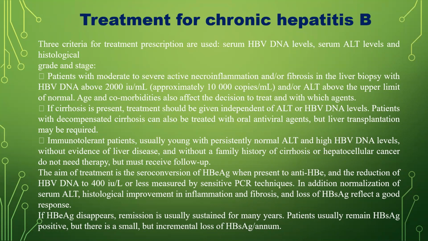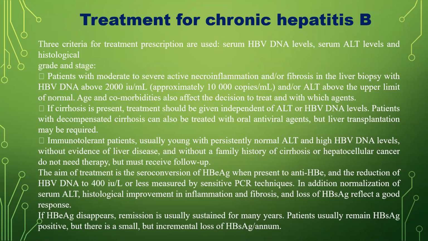Patients with chronic hepatitis B infection should also be treated if cirrhosis is present, and treatment should be given independently of the level of ALT or DNA. Patients with decompensated cirrhosis can also be treated with oral antiviral agents, but liver transplantation may be required. Immunotolerant patients, usually young, with persistently normal ALT and DNA levels, without evidence of liver disease and without a family history of cirrhosis or hepatocellular cancer, do not need antiviral therapy, but must receive follow-up.